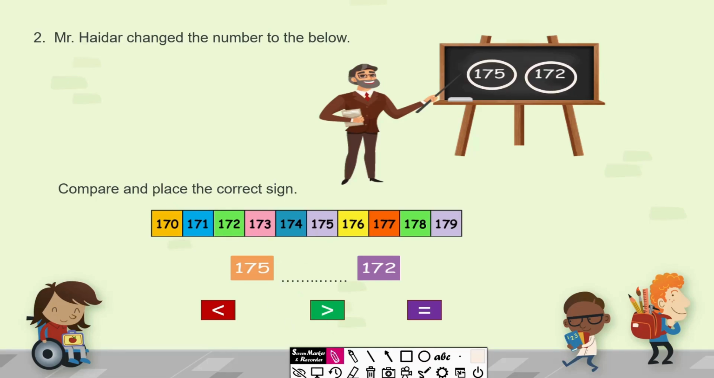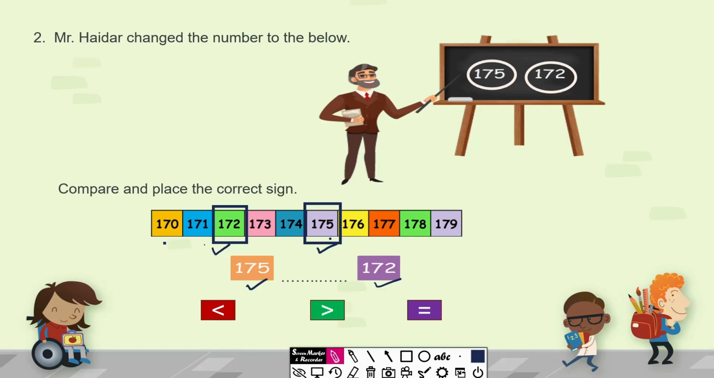Compare and place the correct sign. Okay, we need to compare number 175 and 172 now. Let's find these numbers on the number line. Where is 175? 170, 171, 172, 173, 174 and 175. This is number 175. And where is number 172? 170, 171 and 172. So, this is number 172 and this is number 175. Again, number 175 comes after number 172.